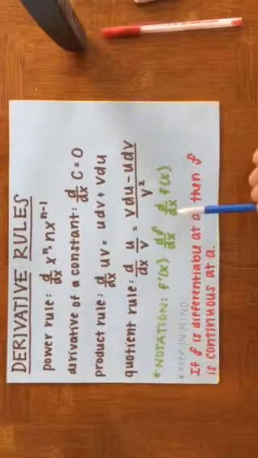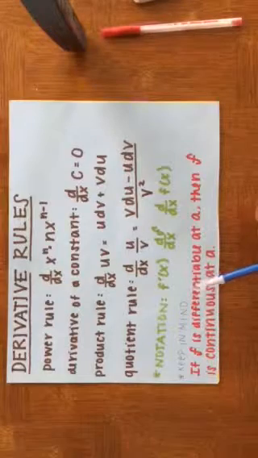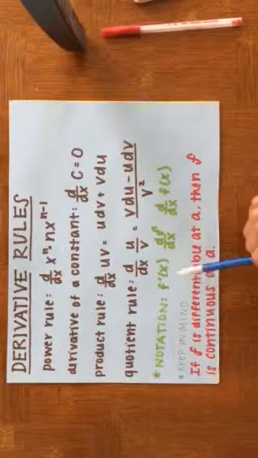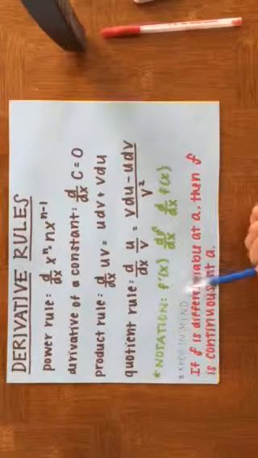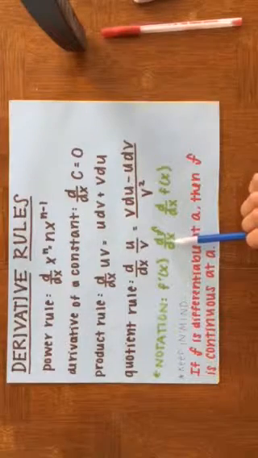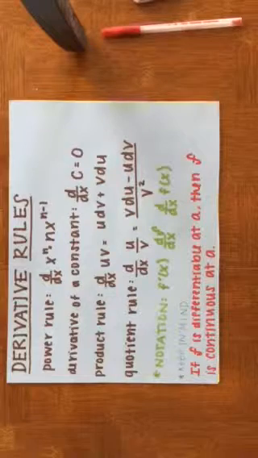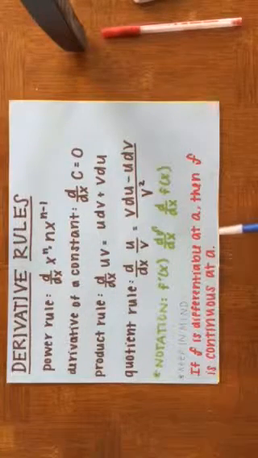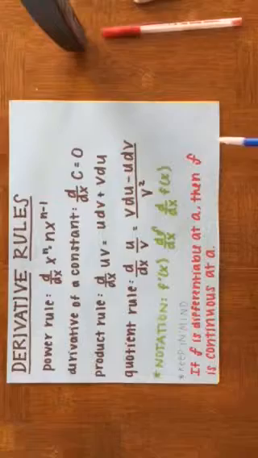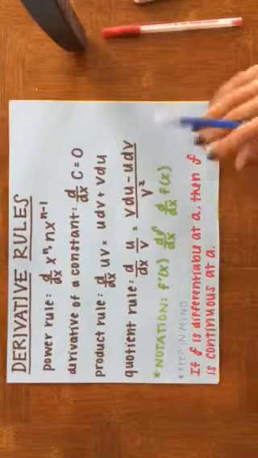For notation, just a few key facts that will help you. f prime of x is the same thing as df over dx. It's just different notation, however they all mean the same thing. Also keep in mind that if a function is differentiable at some value a, then that function is also continuous at a.